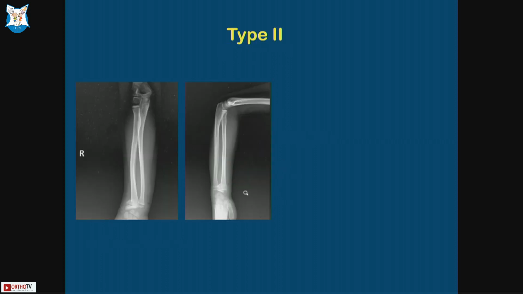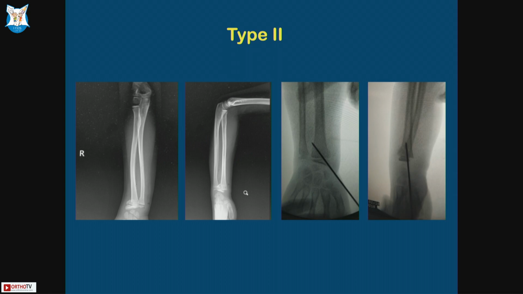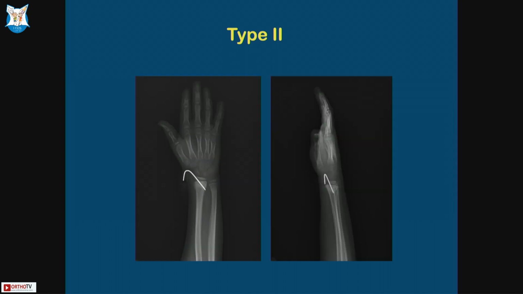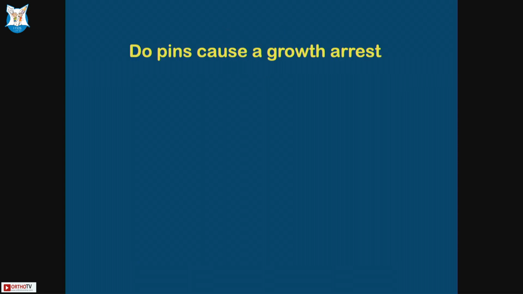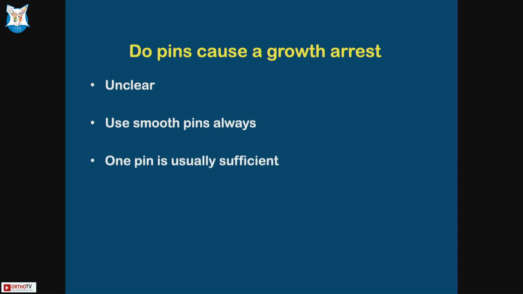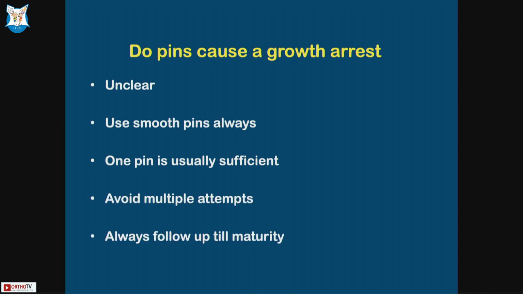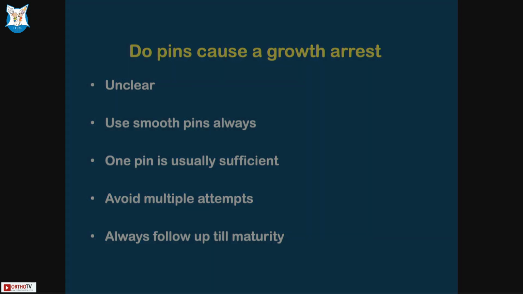This is a type 2, treated with a single pin going across the physis, and then goes on to heal well, the pin was removed. The question is, do pins cause a growth arrest? It's unclear. We always use smooth pins. Threaded pins will obviously cause more damage. 1 pin is usually sufficient for these fractures. You don't have to put multiple pins. Avoid multiple attempts. Always follow up till maturity.